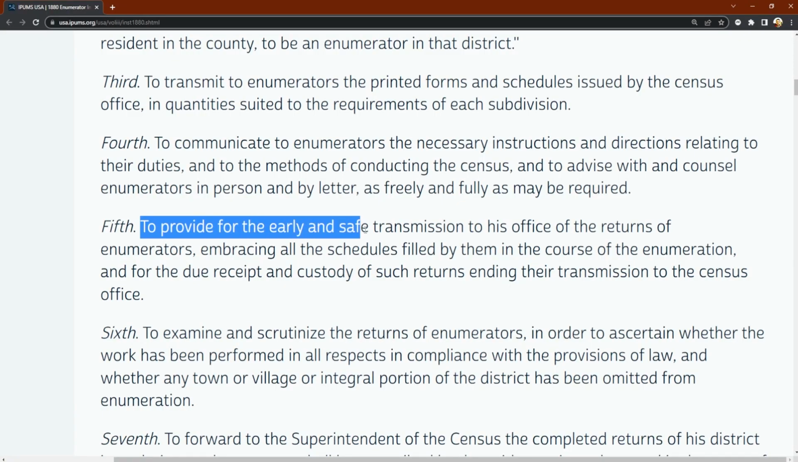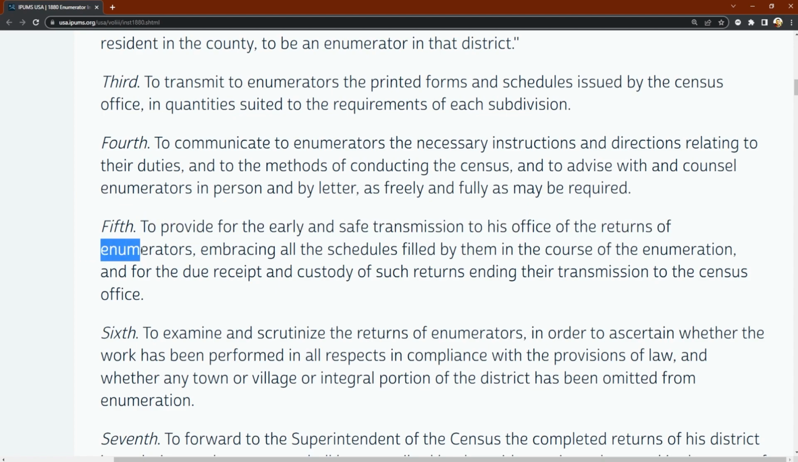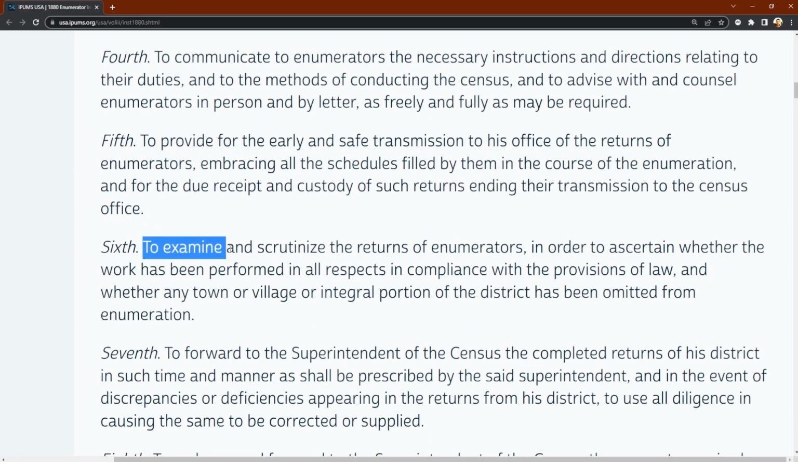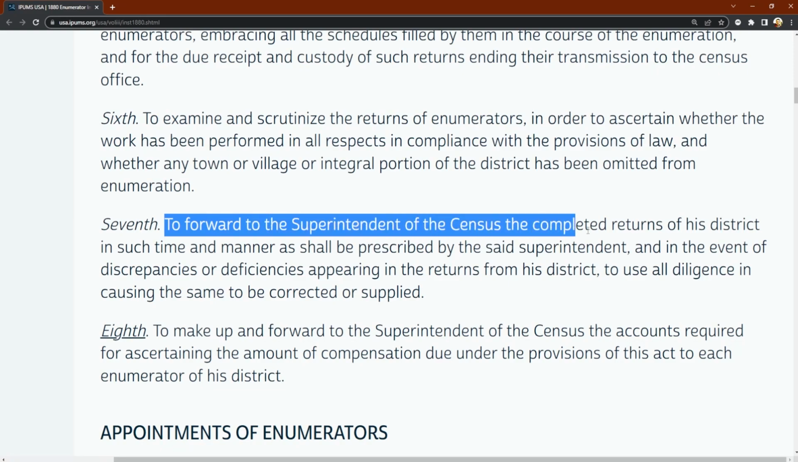And then to provide for the early and safe transmission back all the returns from the enumerators. So all this paper goes out, it then comes back in. They then have to examine and scrutinise all the returns to check that they're not wrong and that they've not forgotten to go somewhere. And then forward all of that to the superintendent of the census, the completed returns for that district.